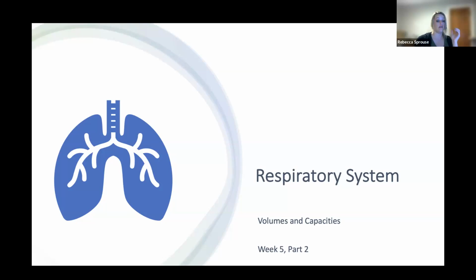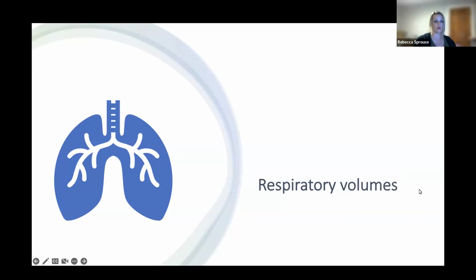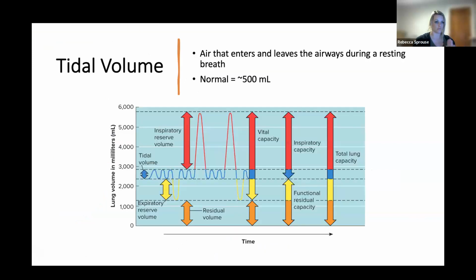Remember that the lower the volume and capacity of air that your lungs can hold, the more indicative of a problem, right? And it is a problem because then you're not having that oxygen exchange and carbon dioxide exchange like you should, and then your tissues can be compromised accordingly. So we're going to start with the volumes first.